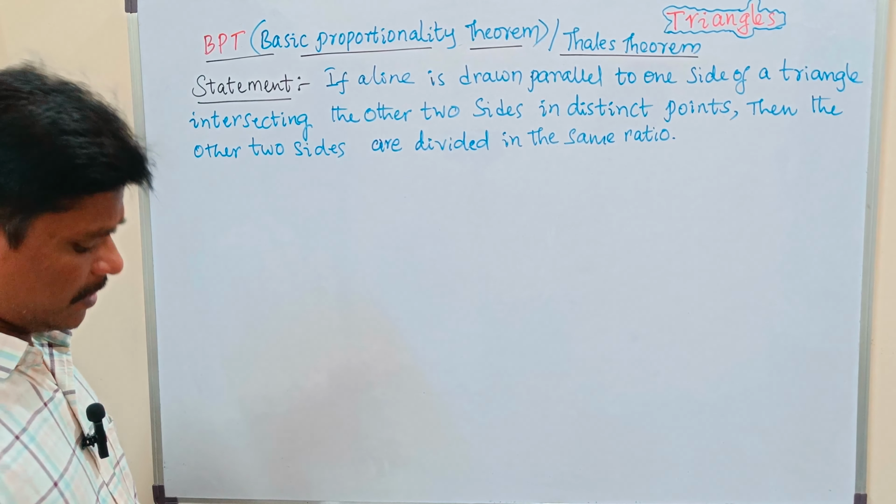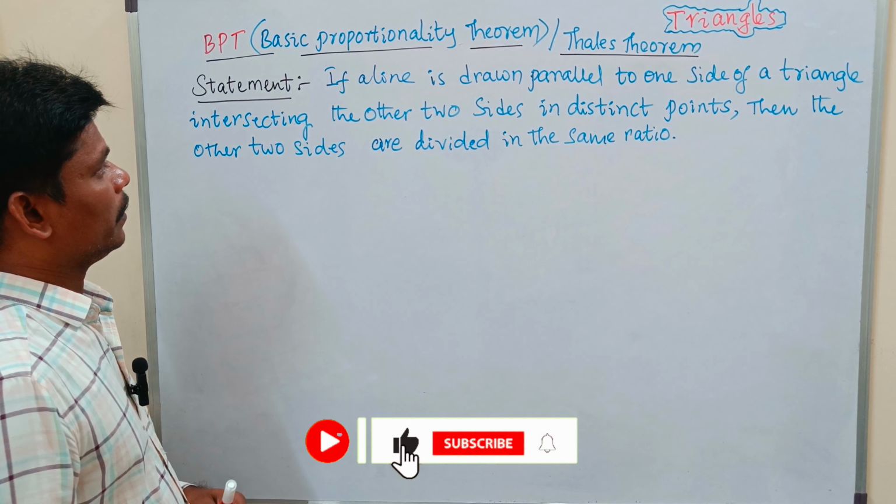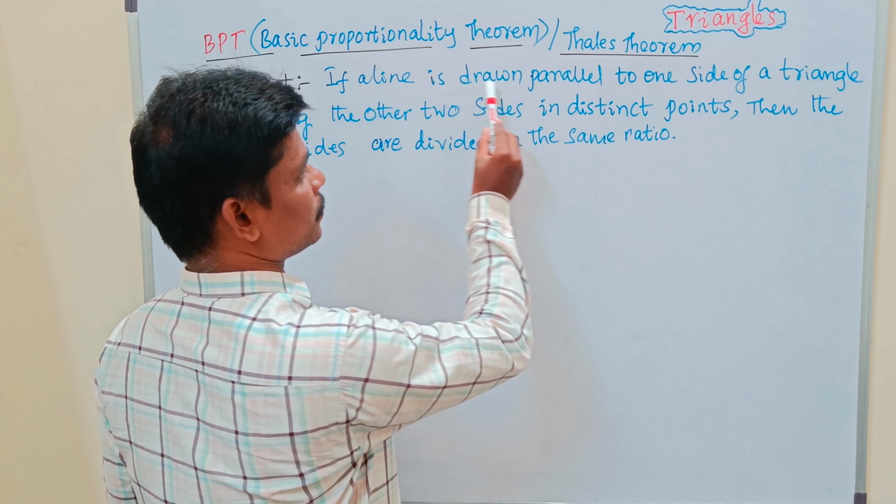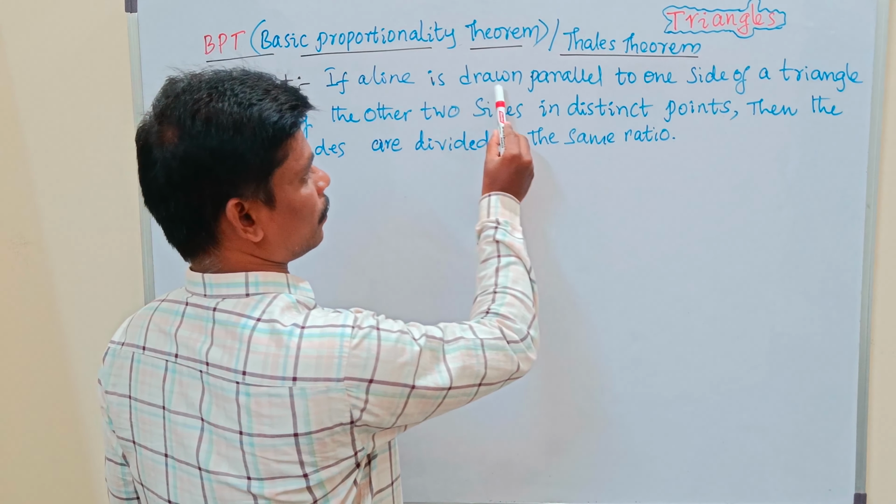Let us look at the statement. If a line is drawn parallel to one side of a triangle intersecting the other two sides in distinct points, then the other two sides are divided in the same ratio.